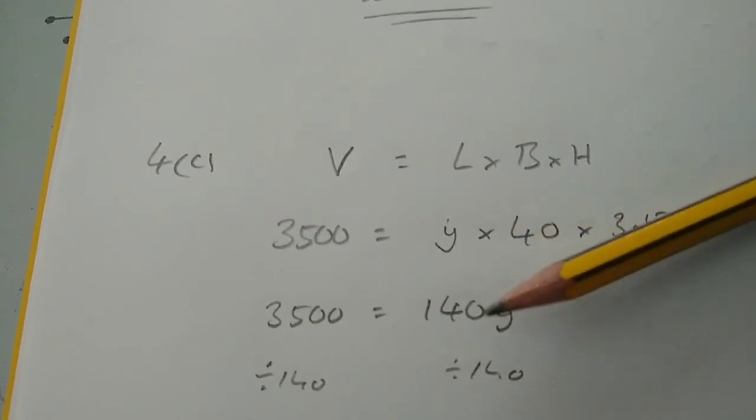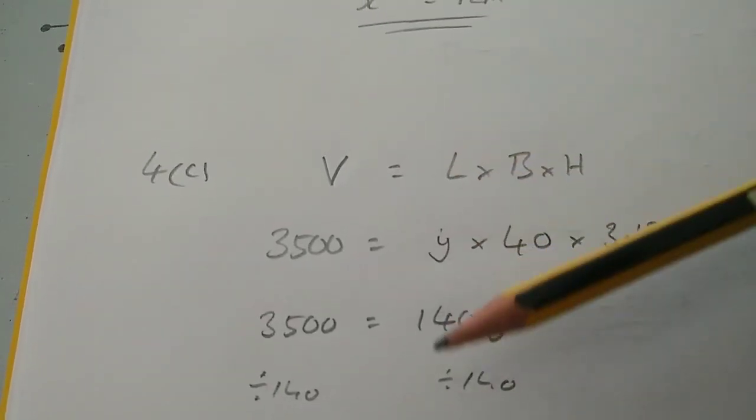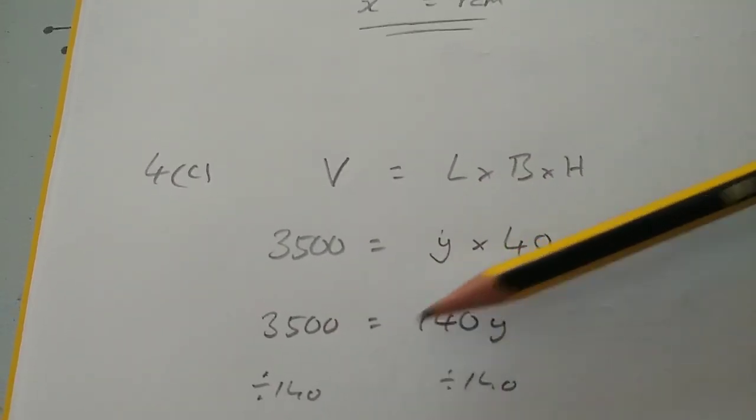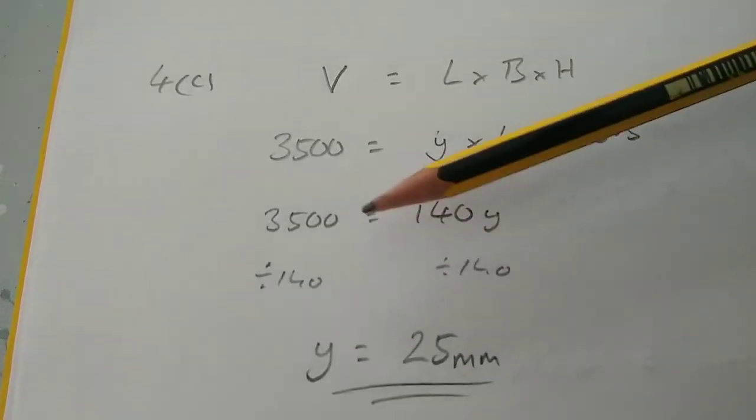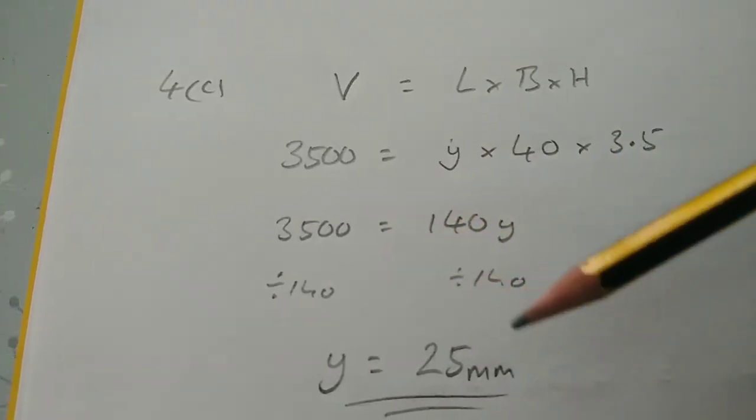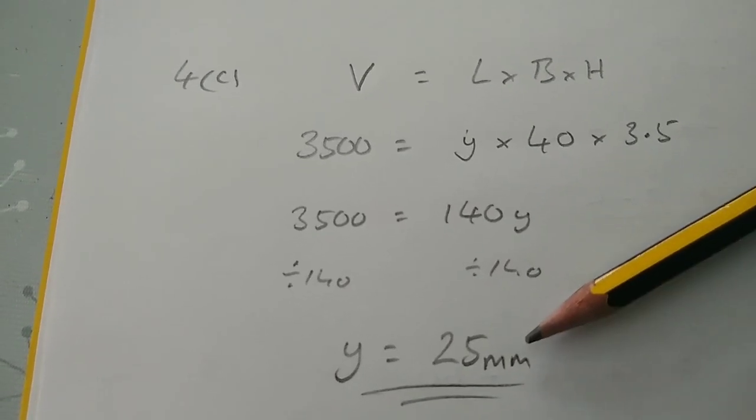Then again, probably grab a calculator here, guys. Dividing both sides by 140 to calculate the value of y. So y will be 3,500 divided by 140, which will be 25 millimeters.